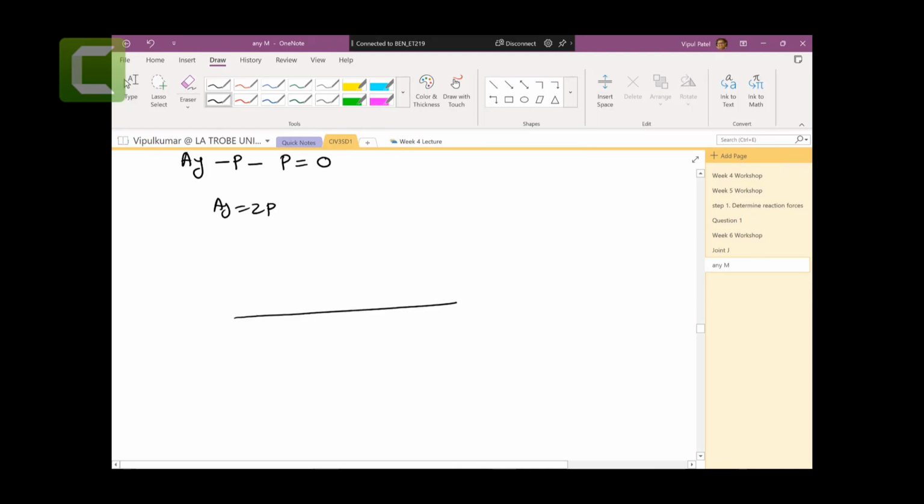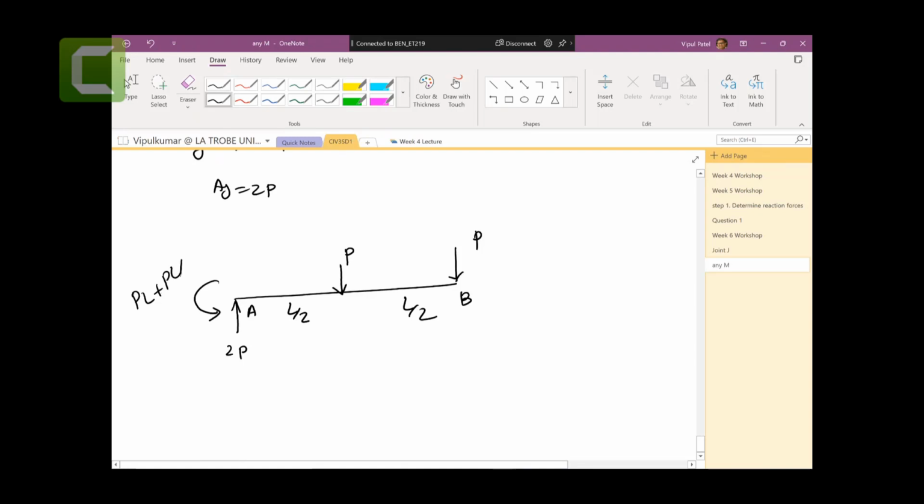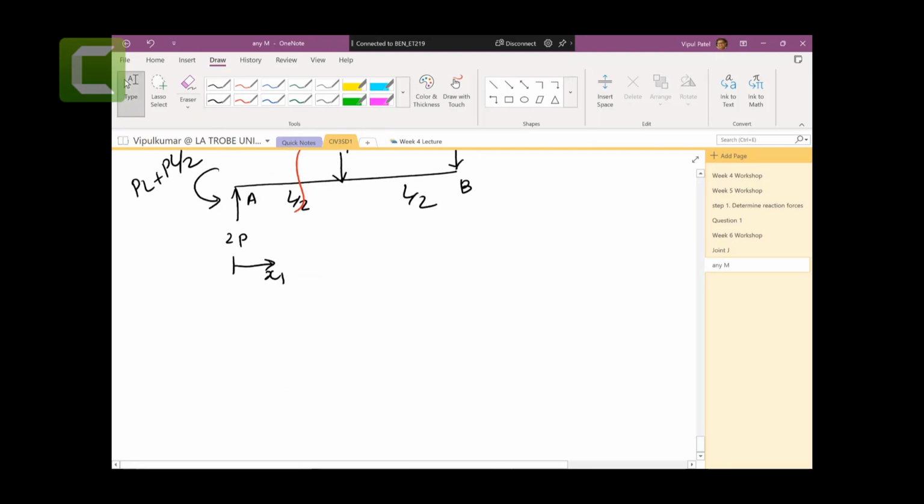Right, so if I redraw this beam: 2P, P, point A, point B, L by 2, moment PL plus PL divided by 2. And the x1 coming from here, let's break the beam. P, distance x1, capital M1, PL plus PL divided by 2.